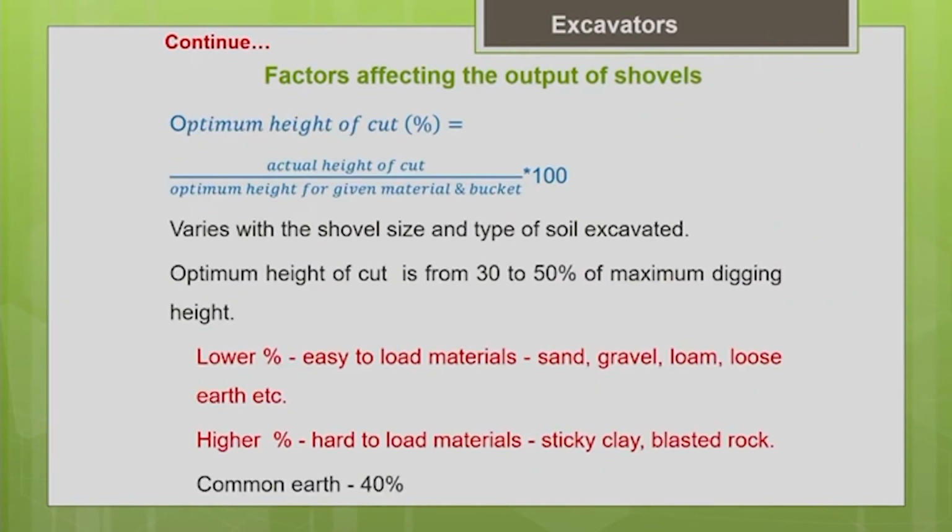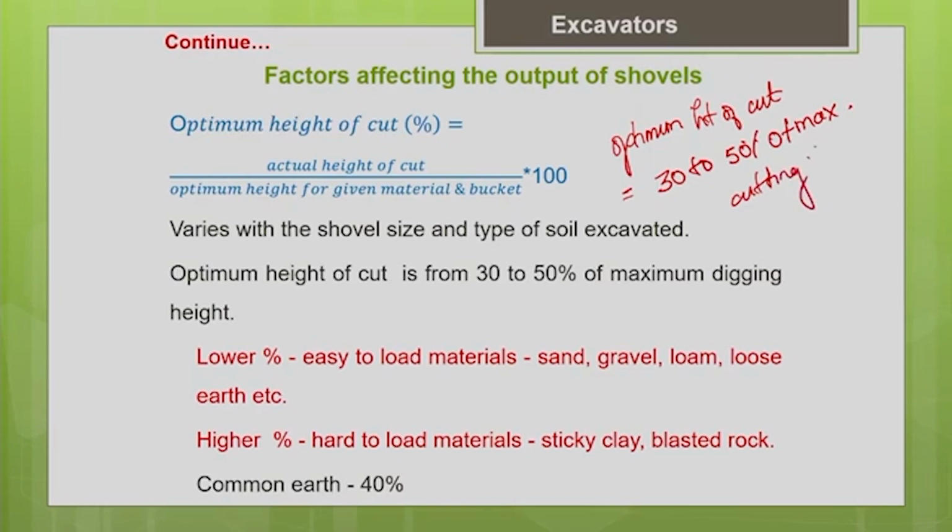Now let us see how to know the optimum height of cut for the machine. The optimum height of cut required for a particular machine depends upon the dimensions of the machine, as I told you. Based on studies, it has been found that it is equal to 30 to 50% of the maximum cutting height.